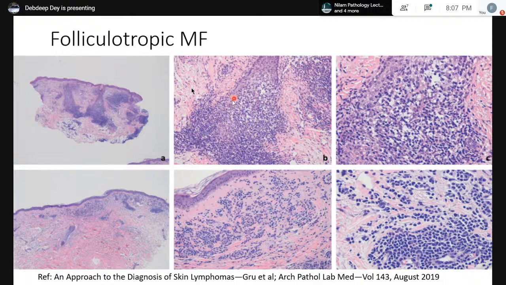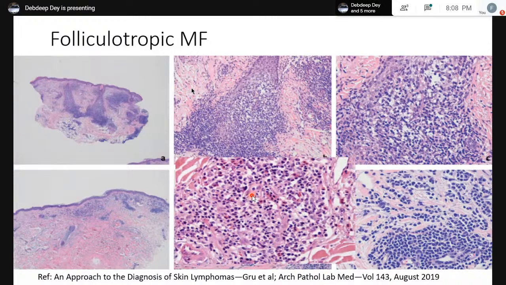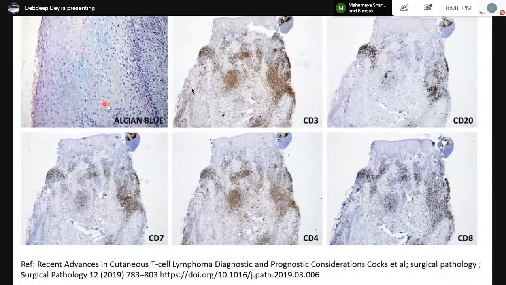More of these atypical lymphoid cells are infiltrating into the follicular epithelium. At high power, the lymphoid cells are irregular, have irregular hyperchromatic nuclei, some in the dermis. So you have to pick it up on morphology that something is not right here. Then you do your Alcian blue, which shows the mucin. Then there is CD3 positivity with a few scattered CD20 positive cells. There is partial loss of CD7, CD4 is positive, and there is some loss of CD8.